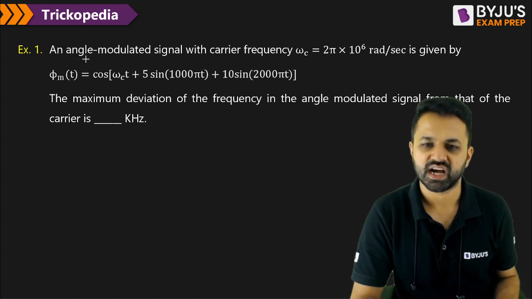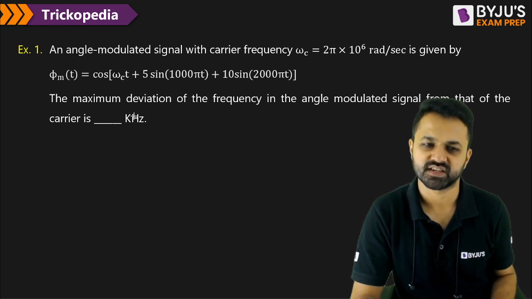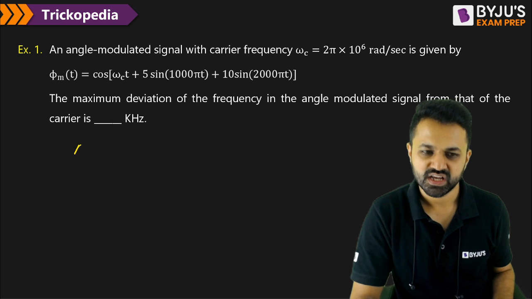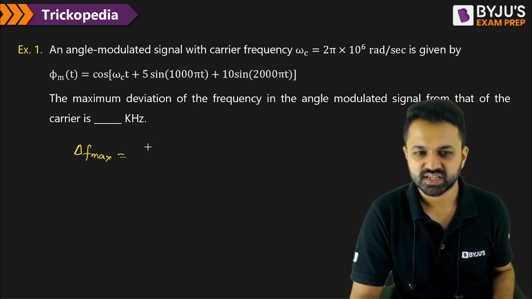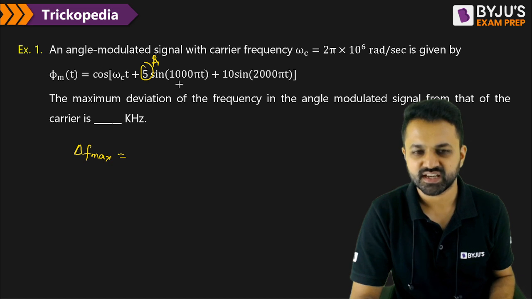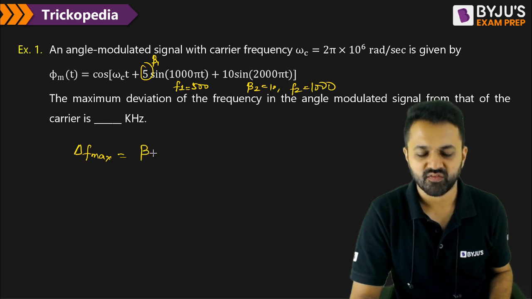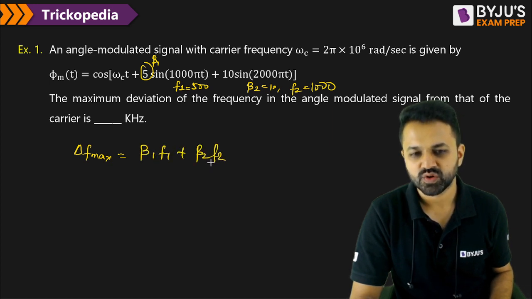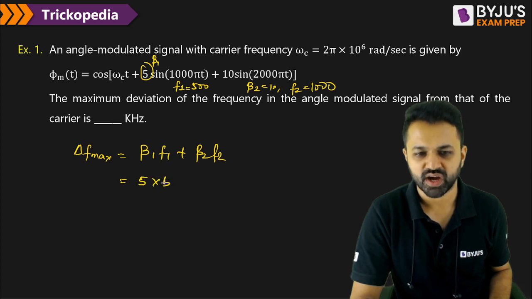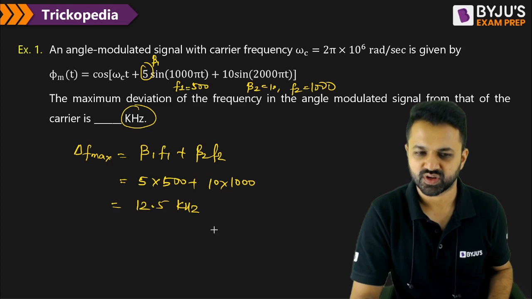This is a question which was asked in GATE. An angle modulated signal is given, and the standard form is the same as what we have discussed. Now you want to calculate the maximum deviation. This is the value of beta 1. What is the frequency here? This is omega 1 equal to 1000 pi, so the frequency is 500, and here beta 2 is 10 and the frequency is 1000. Simple. Now substitute beta 1 f1 plus beta 2 f2, which is 5 into 500 plus 10 into 1000. So it is 12.5 kilohertz. As it is asking in kilohertz, the answer is 12.5.